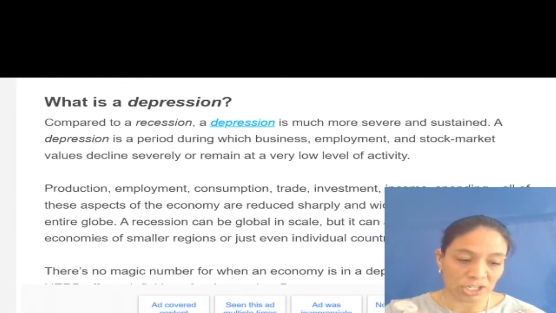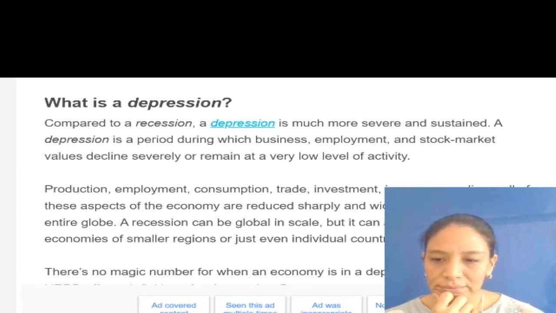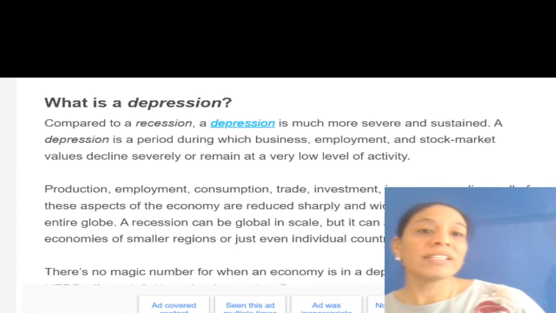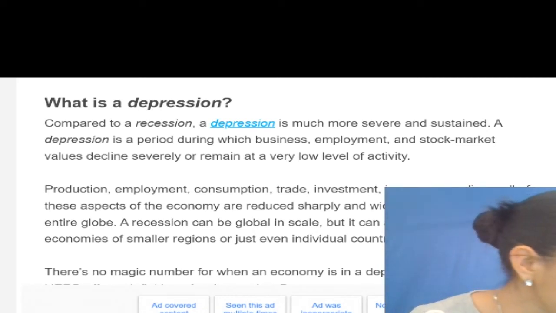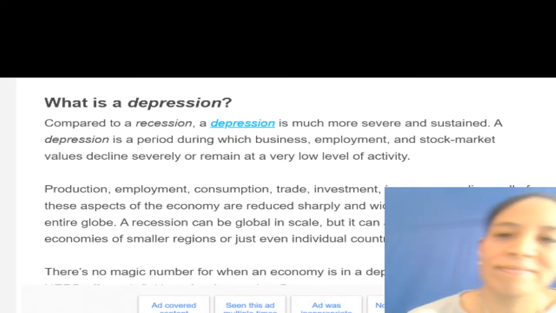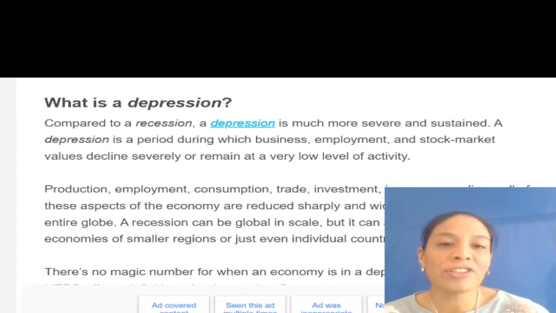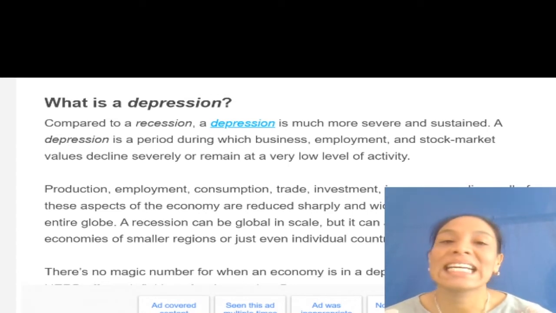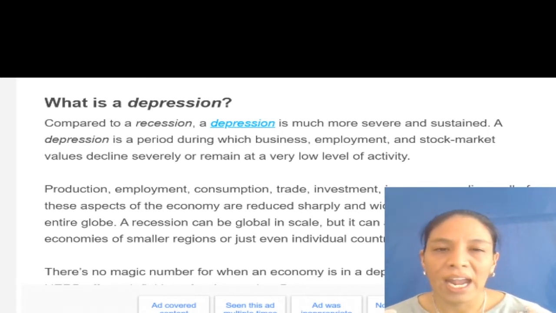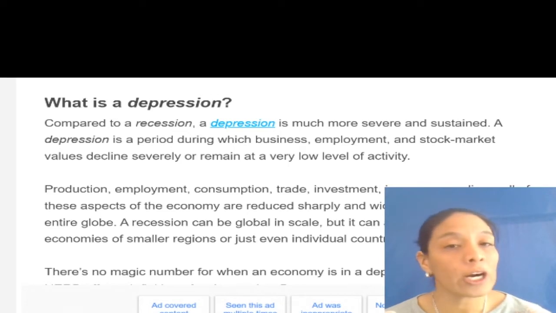What is a depression? Compared to a recession, a depression is much more severe and sustained. A depression is a period during which business, employment, stock market values decline severely or remain at a very low level of activity. It's like a stagnation. Everything seems to be stopping. It has to be logically longer than a recession.